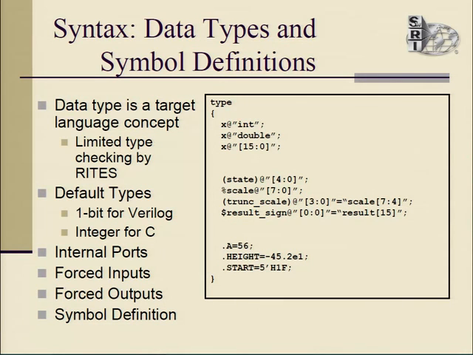We do limited type checking within the RITES language, but it does let you assign data types arbitrarily based on the target language. You see some examples here where we have an int and a double, which would be useful in C, and then at the bottom, you have that 15:0, which is a 16-bit width that you would use in Verilog. You would never use these all together, but those are examples. We do have default types if you don't want to generate a type. We also have some more exotic ports, one of them being the internal port, which is basically just a scratchpad memory that you can use within your program without having it enter or leave the module.